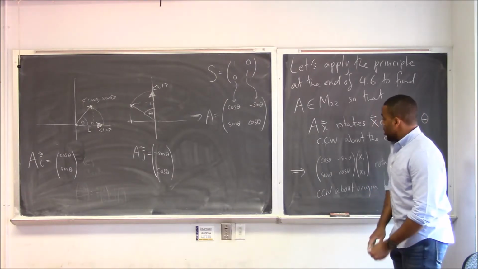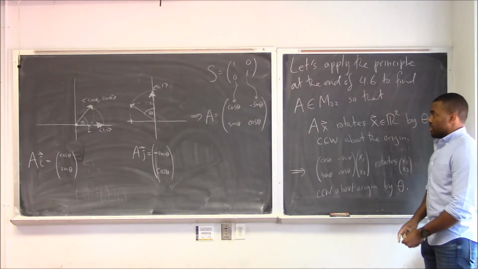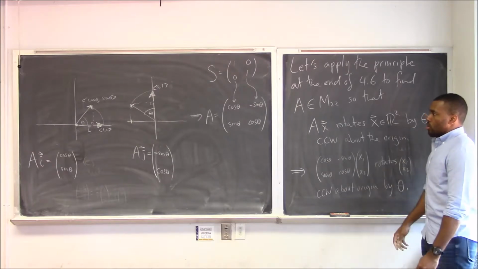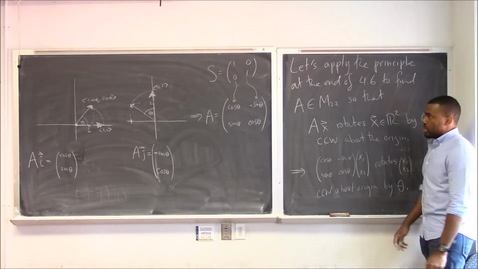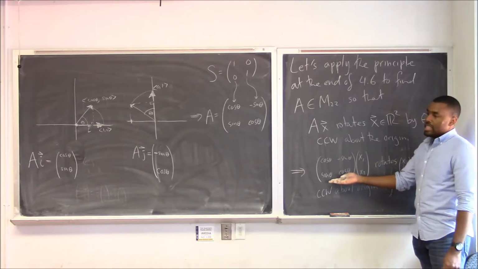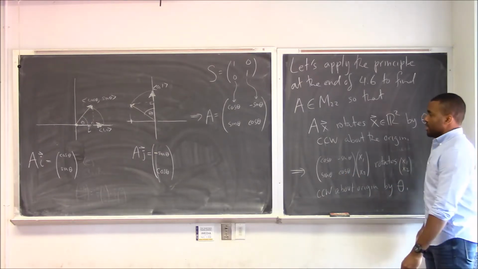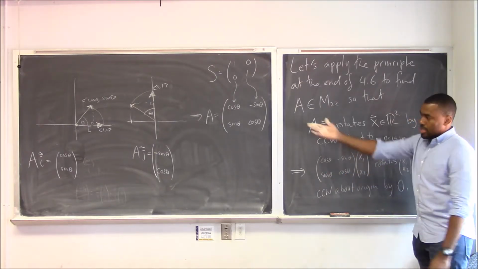So when you go into 4.9 you'll see something like this in the table. If you're in R2 and you want to rotate things, use this matrix. They'll call this the standard matrix of rotation. And where this came from is this idea.